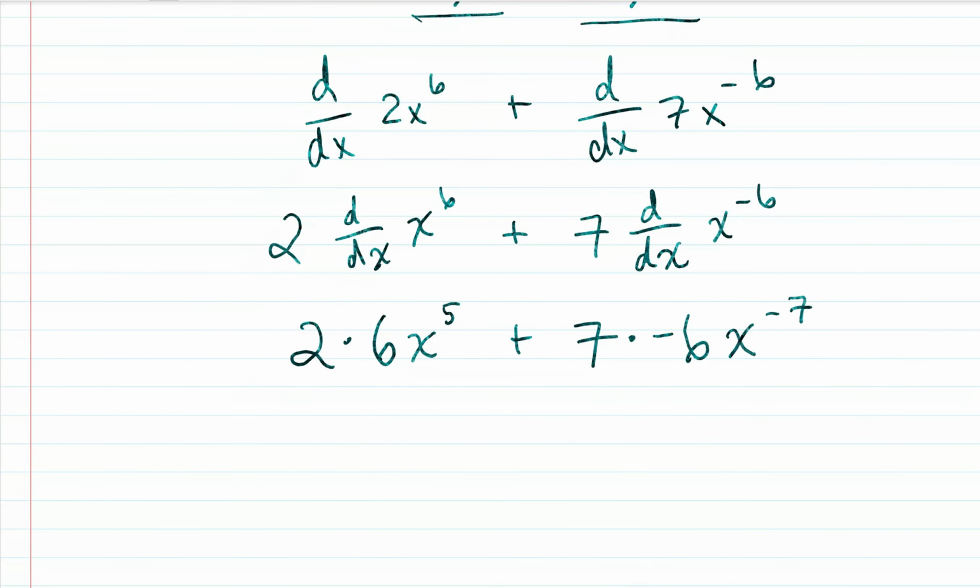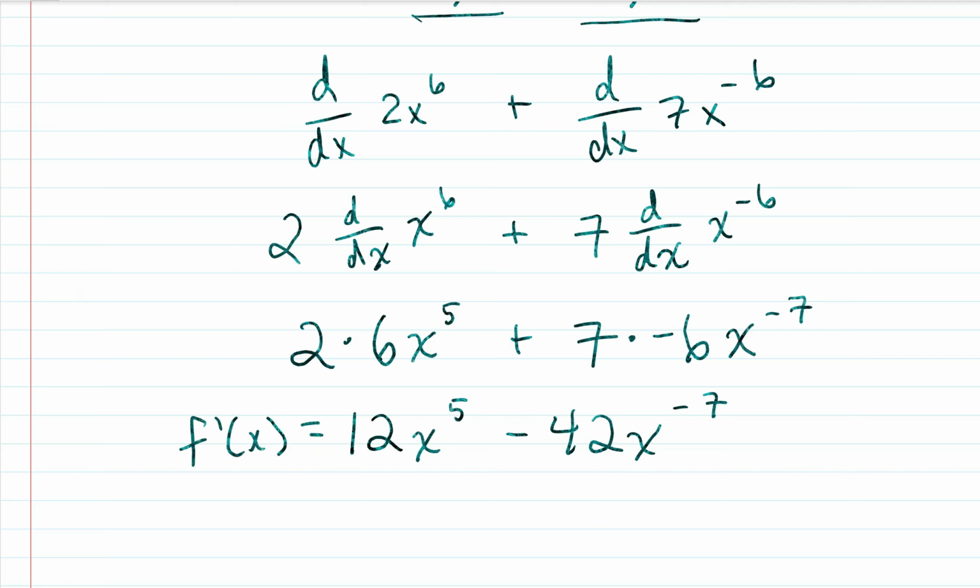We just multiply, then we get 12x to the 5th, and 7 times negative 6 will be a negative 42, and this is x to the negative 7th. All right, so we could say that f prime of x, the derivative, is 12x to the 5th minus 42x to the negative 7th power.